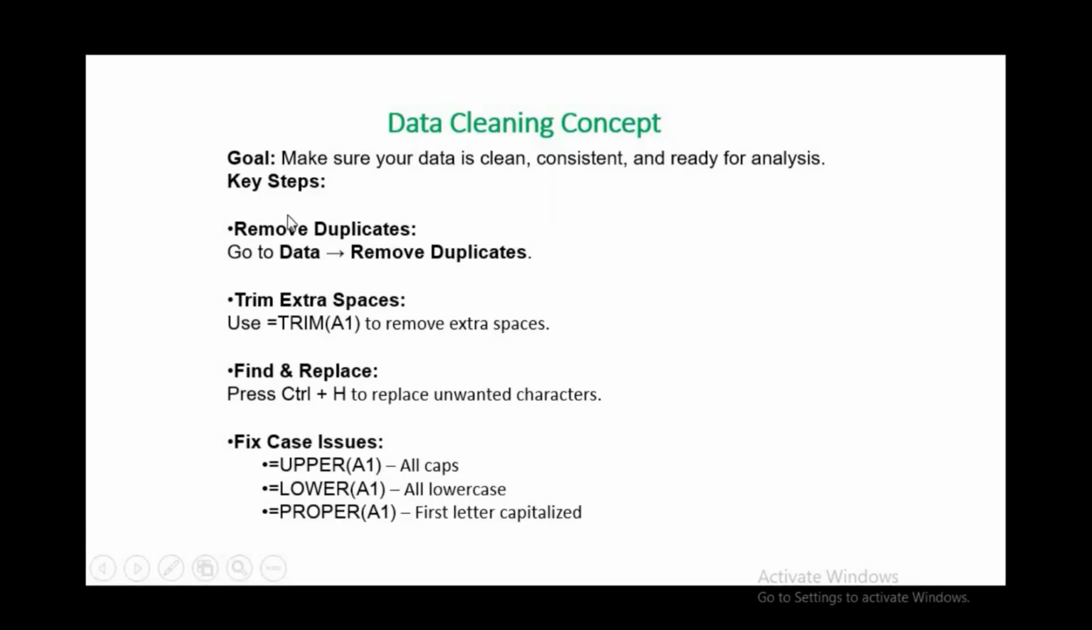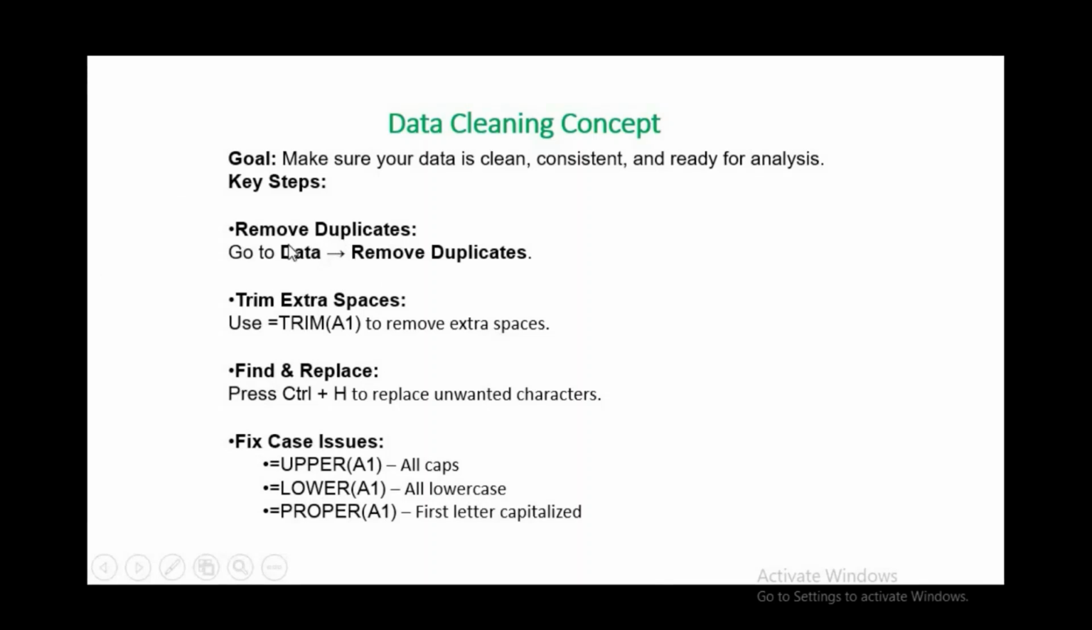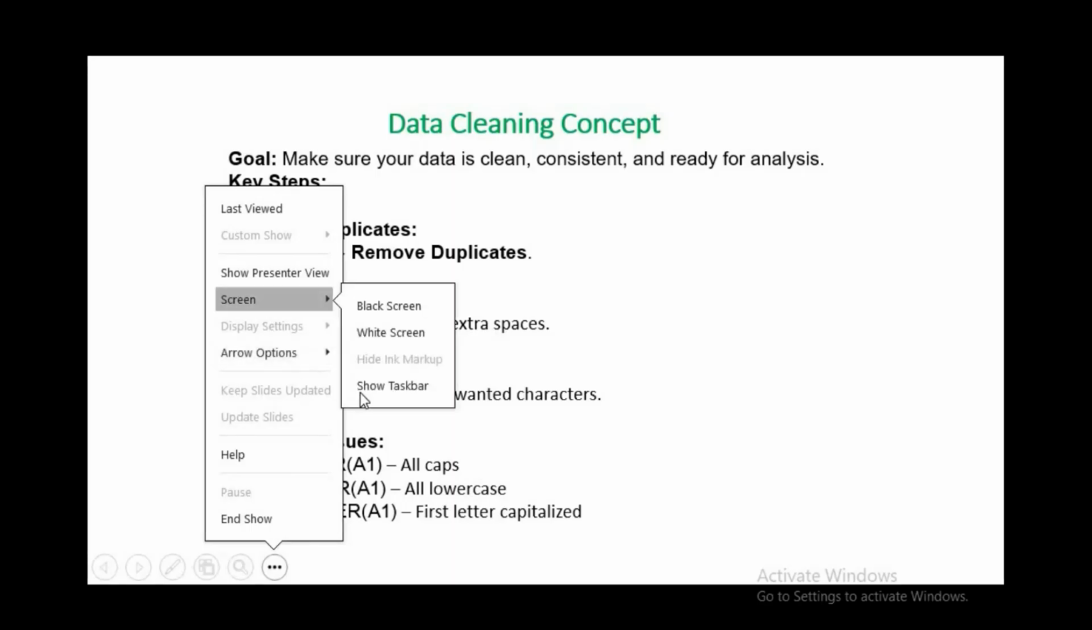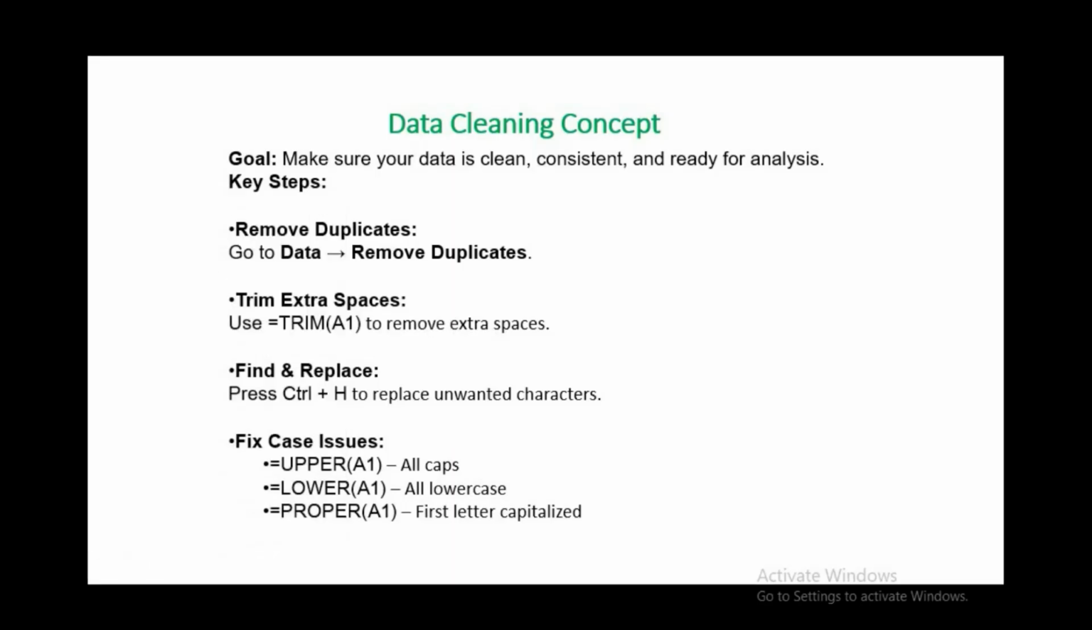The key step we need to do is to remove duplicates. So you go to data, you remove duplicates, which I'm going to show you. The next thing we are going to do is trim. Trimming is for us to remove extra spaces. You use equals TRIM, select the column, and remove the extra spaces, which I'm going to show you. So let's start with removing duplicates in our data.